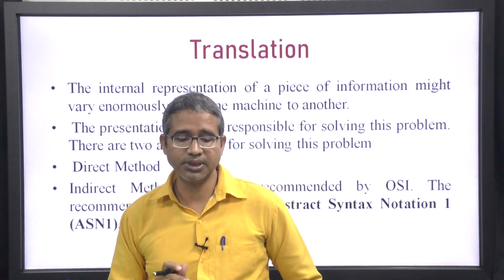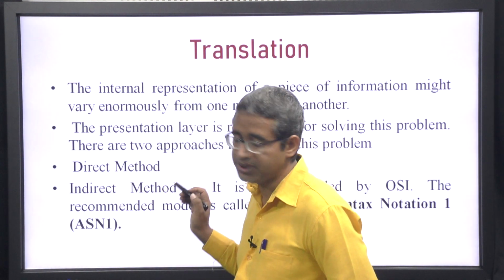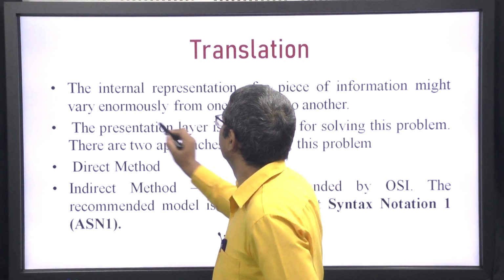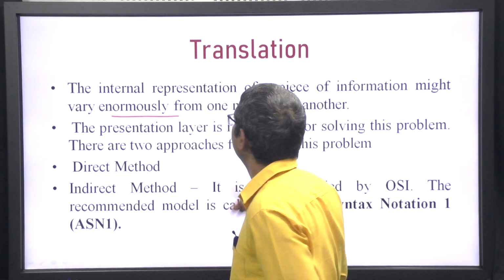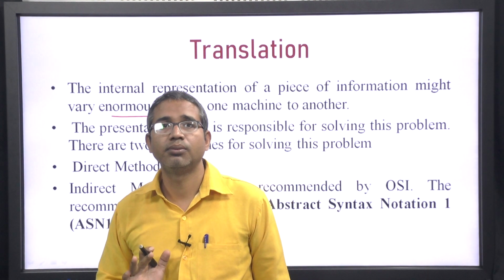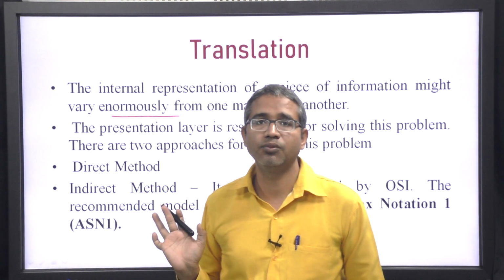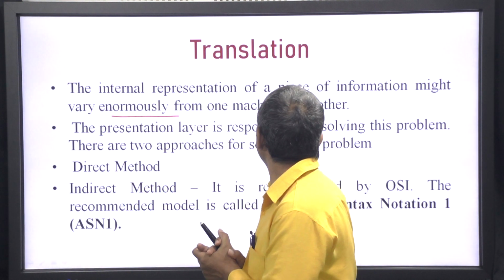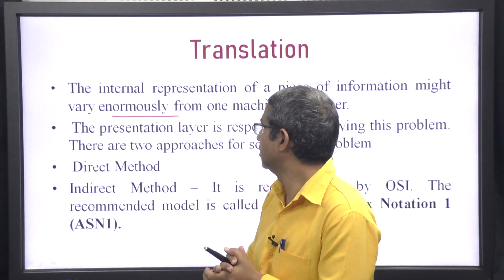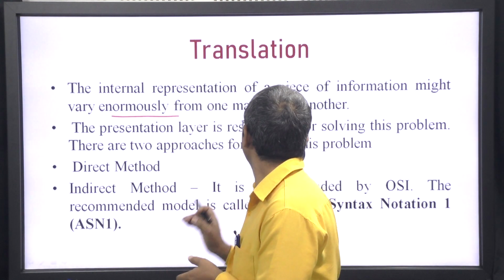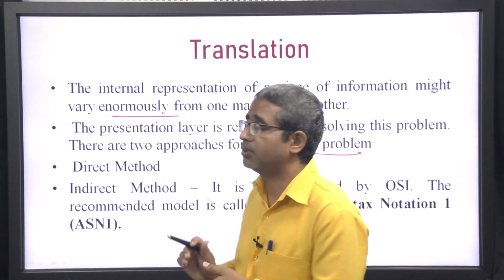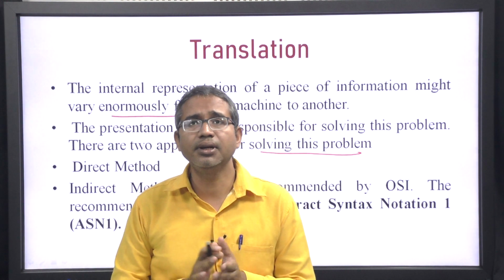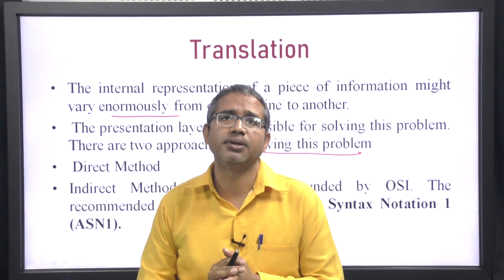The internal representation of a piece of information might vary enormously from one machine to another. The presentation layer is responsible for solving this problem, and there are two approaches for solving it. One is the direct method and another one is the indirect method.